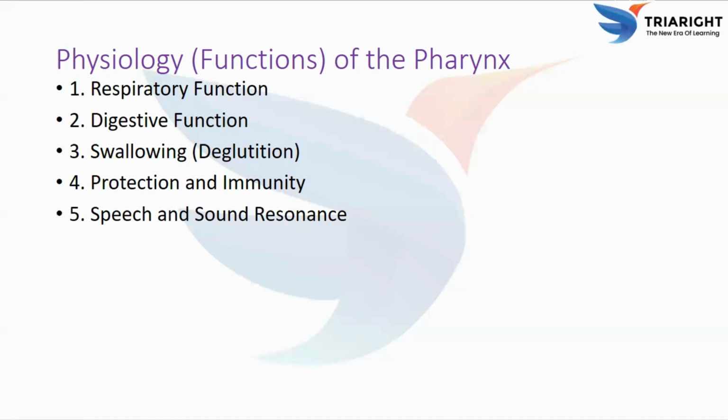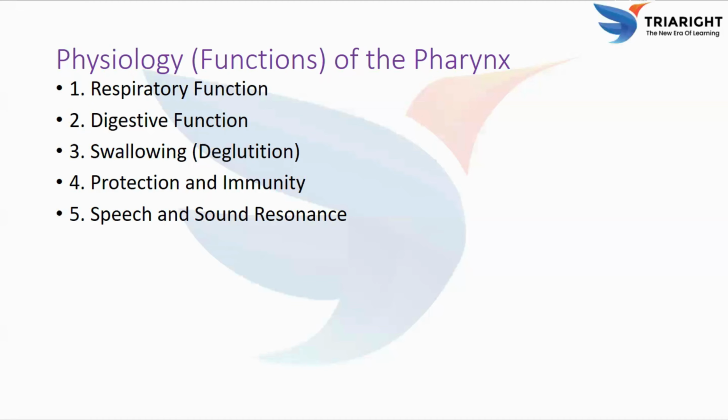So what is the fourth function of the pharynx? Protection and immunity. The pharyngeal tonsils and palatine tonsils, which are present in the nasopharynx and oropharynx, act as immune defense organs. These tonsils have an immune function. They trap and destroy the pathogens that enter through air or food. The pharynx is like a security checkpoint, guarding the body from infection.